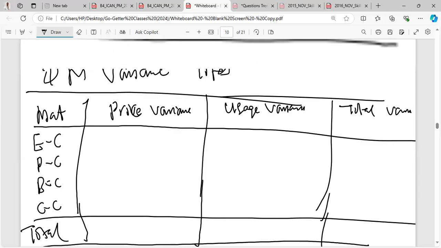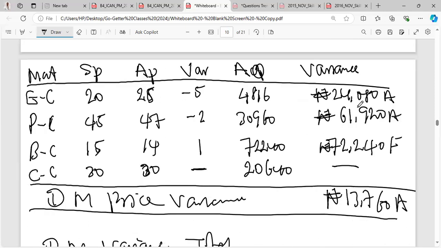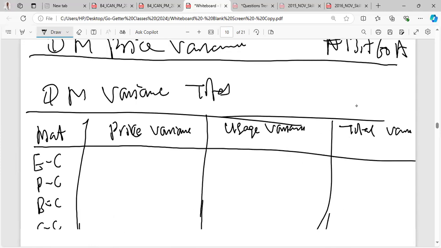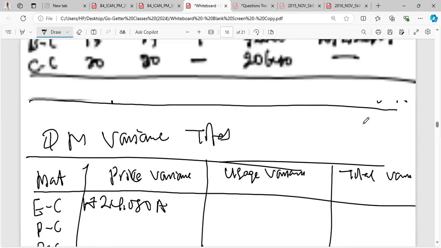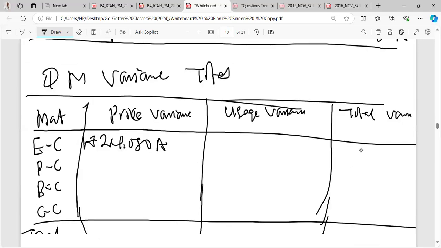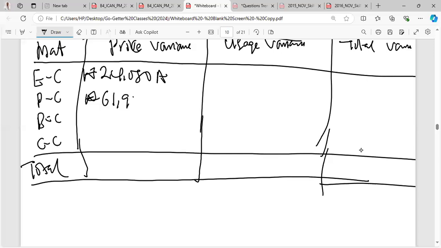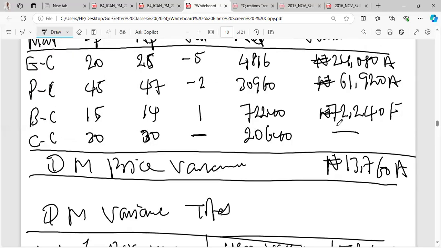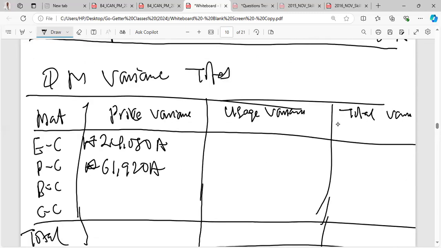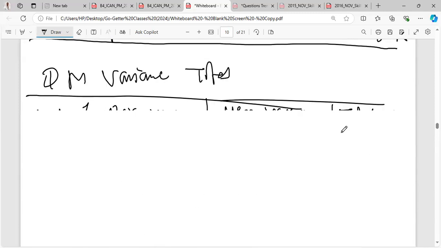All right, so let's look at the price variances we have: 24,080, 61,920, 72,240, and another one is dash. Then the total is 13,760 adverse.